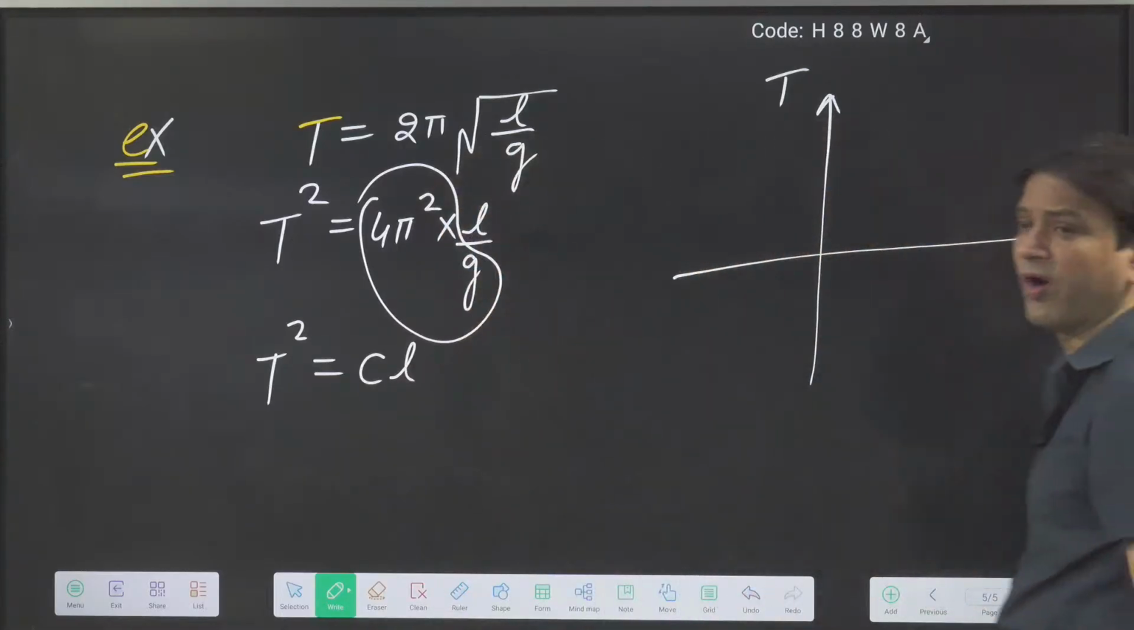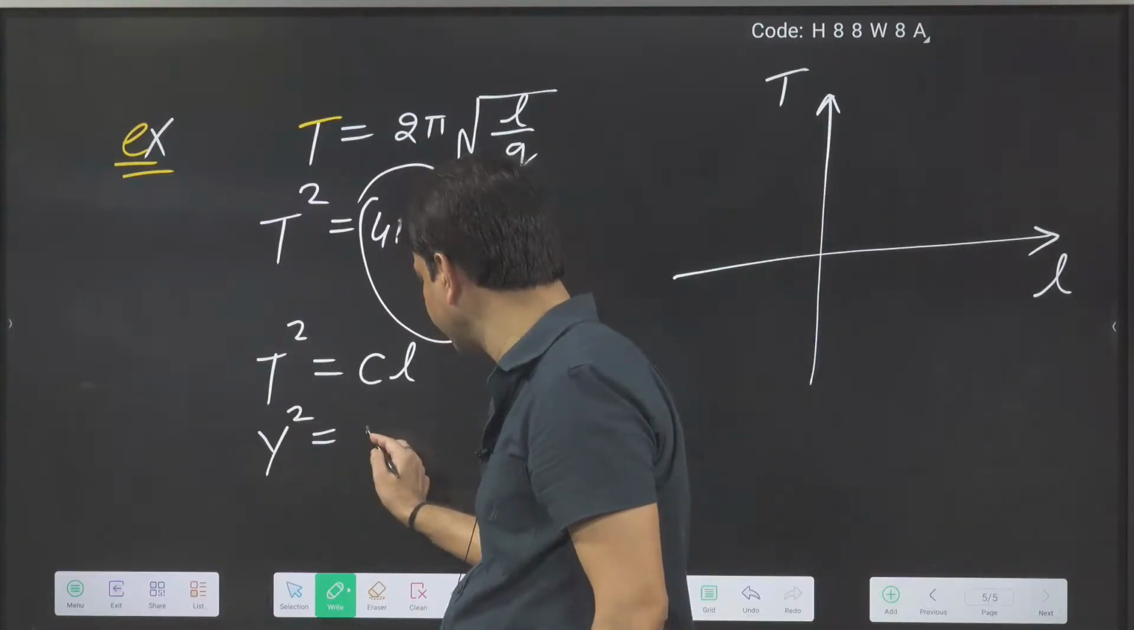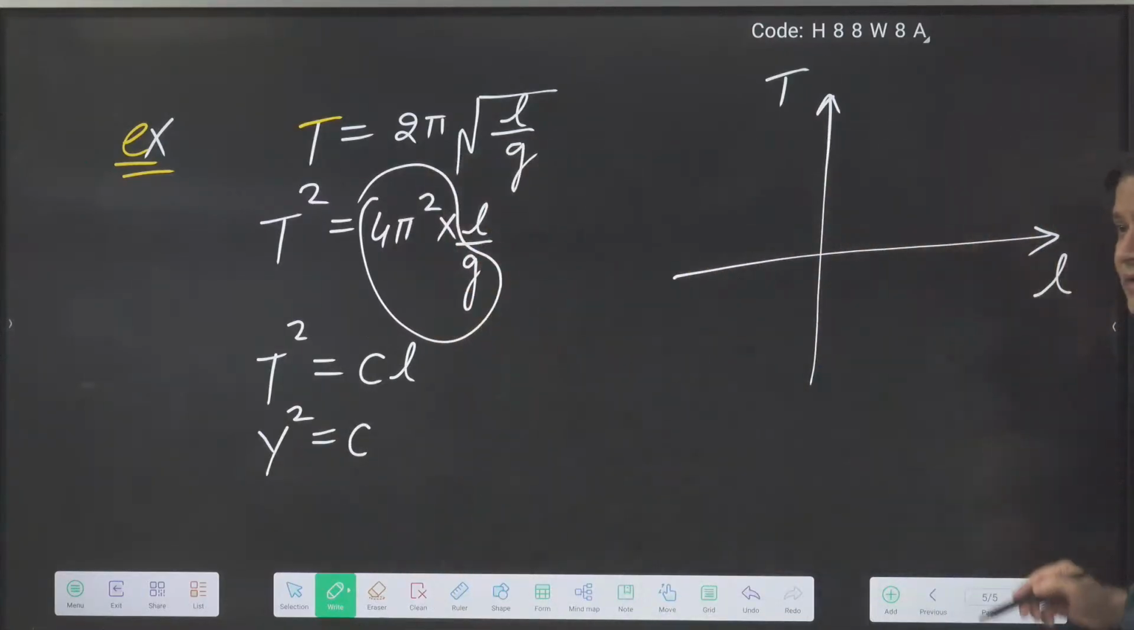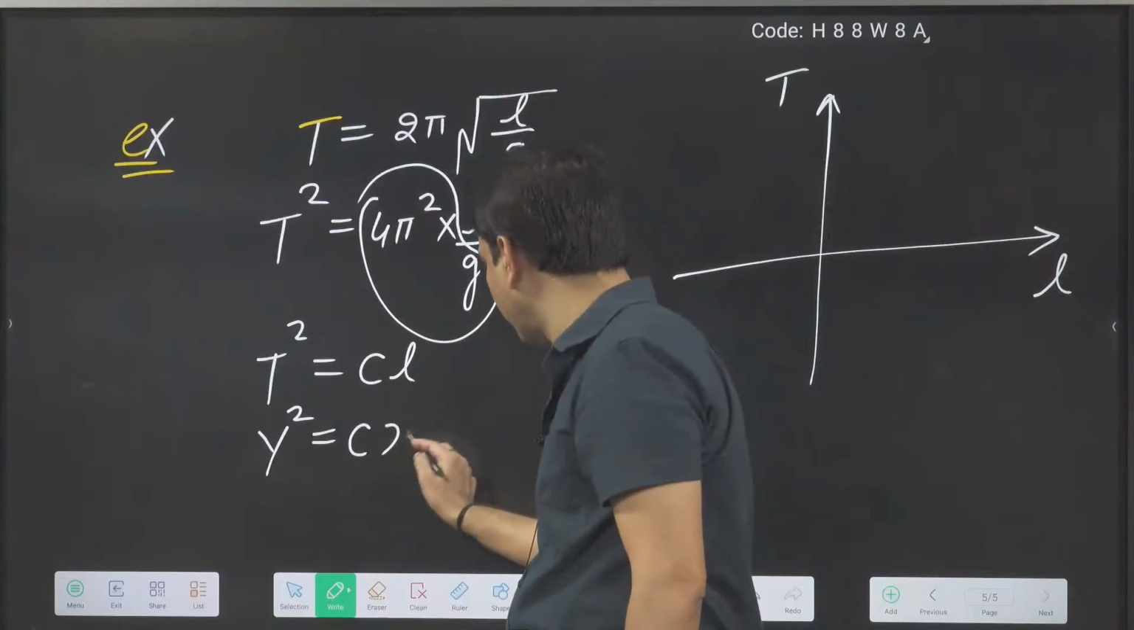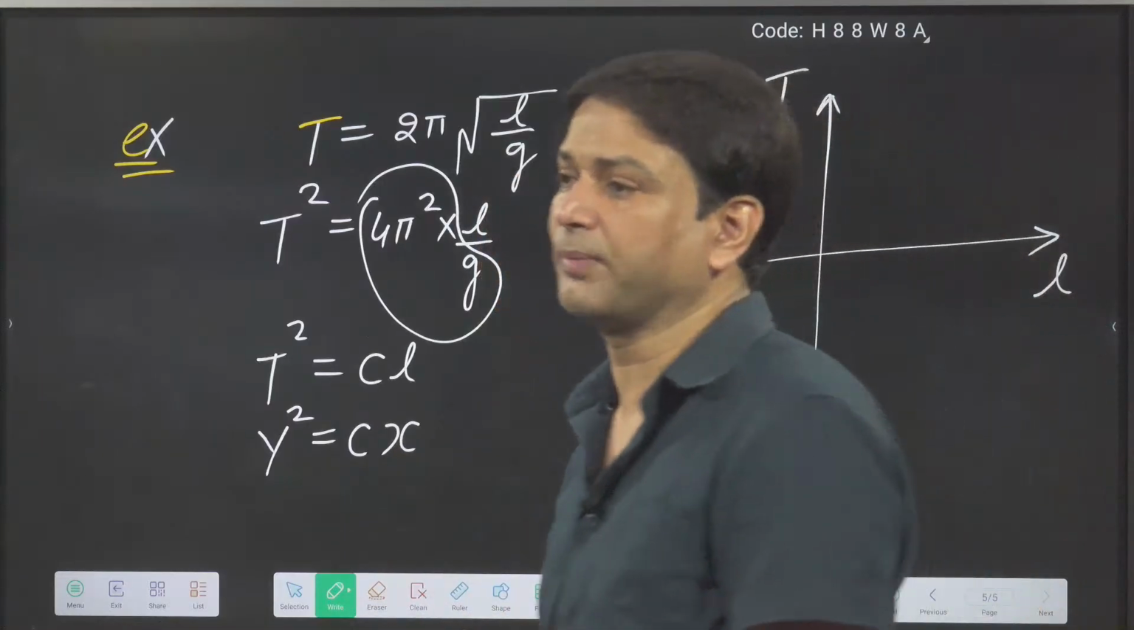T I plotted on y-axis, so T I will replace by y. So I got y square is equal to C. And L I plotted on x-axis, so L I will replace by x. So I got y square is equal to Cx. Y square is equal to Cx is what? It is also a parabola.